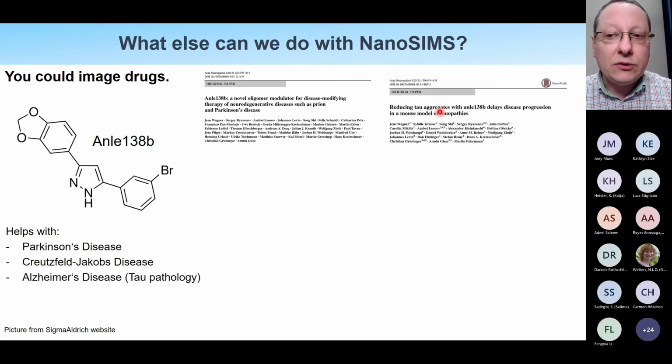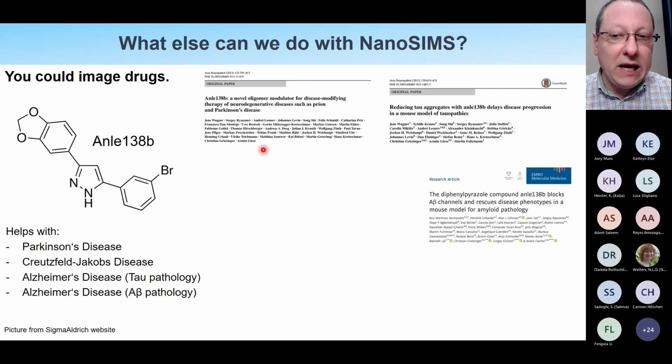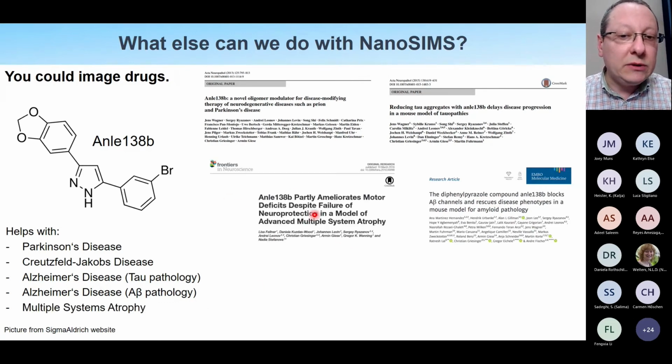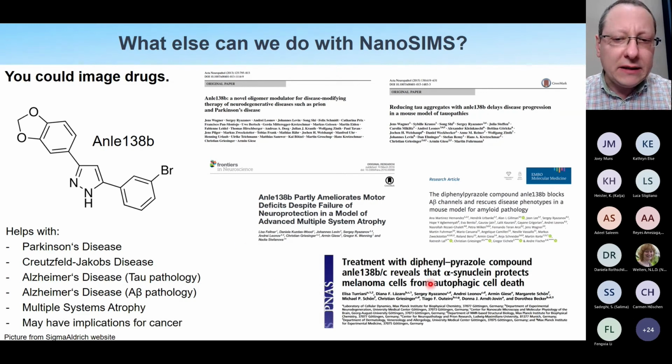Then it also worked in tauopathies. These are Alzheimer's disease problems. Then it also worked in A-beta pathology, again in Alzheimer's disease. Then it also worked in multiple systems atrophy, another type of aggregopathy, where you get molecules to aggregate and destroy neurons. Finally, it also seems to have implications for cancer.